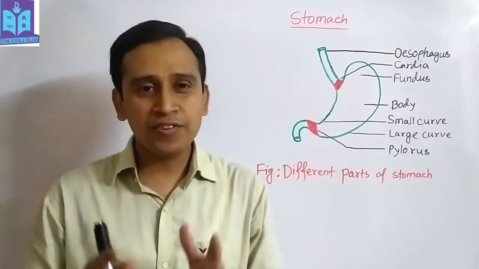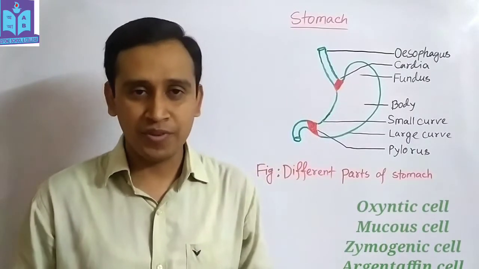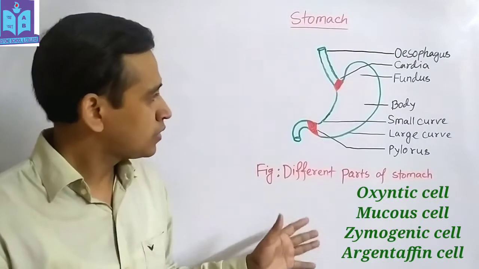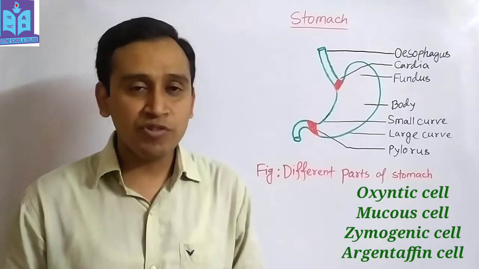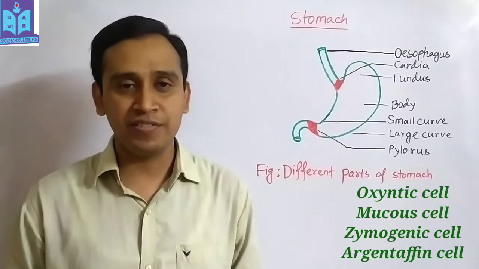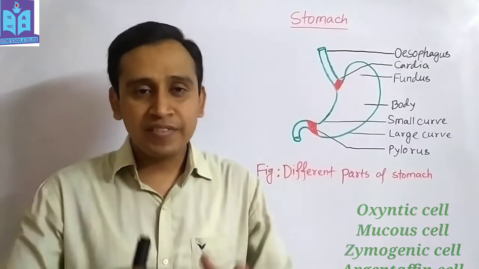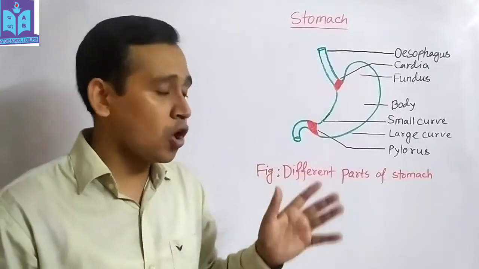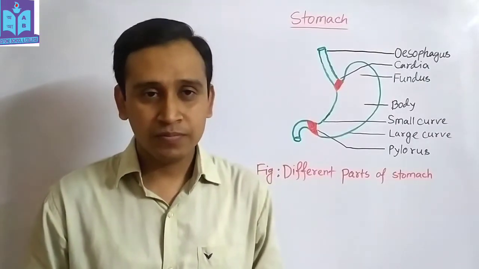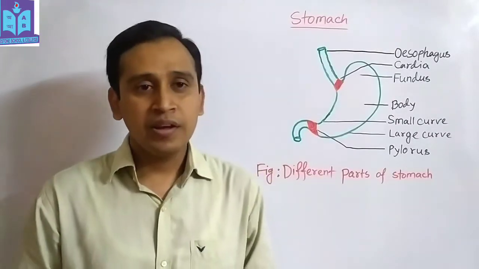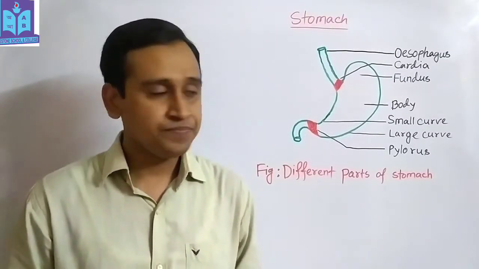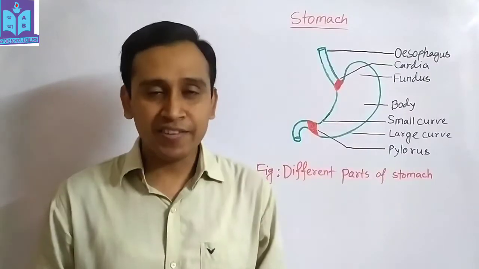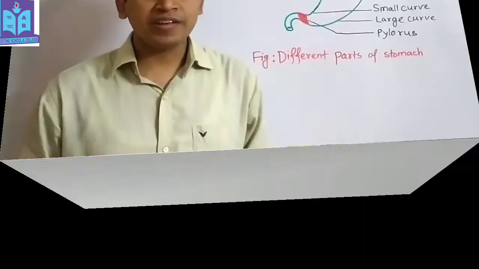Gastric gland consists of 4 types of cell. Those are oxyntic cell, mucus cell, zymogenic cell and argentaffin cell. The secretion of gastric gland is called gastric juice. A healthy person can secrete about 2 liters of gastric juice in a day. The hormone gastrin regulates the secretion.